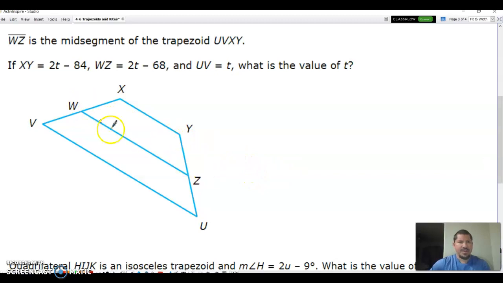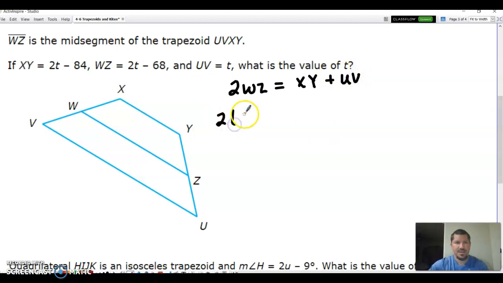Alright, so now we're back to the mid-segment. So this is the mid-segment, so it's half the length of the sum of these two, or, and here's the kicker, remember we multiplied by 2, so 2 times this is going to be equal to the sum of that. So that's what we're going to go with. We're going to say that 2 times WZ is equal to XY plus UV.